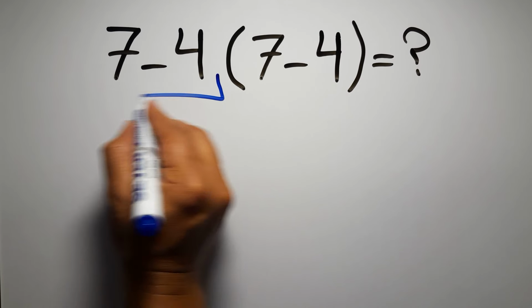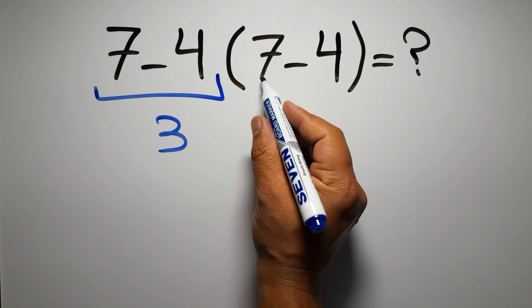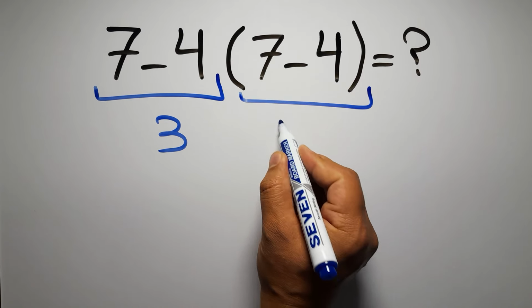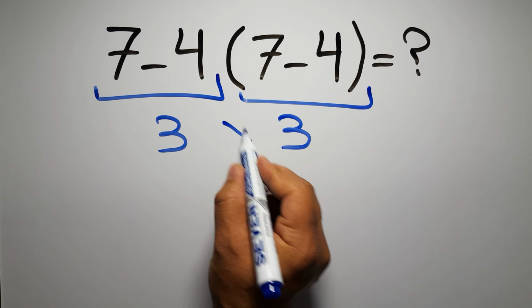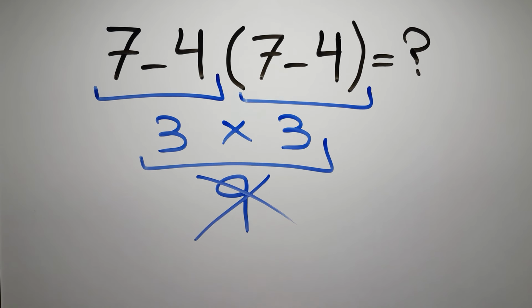7 minus 4 equals 3. And again here inside this parenthesis we have 7 minus 4. So 3 times 3 equals 9. But this answer is not correct.